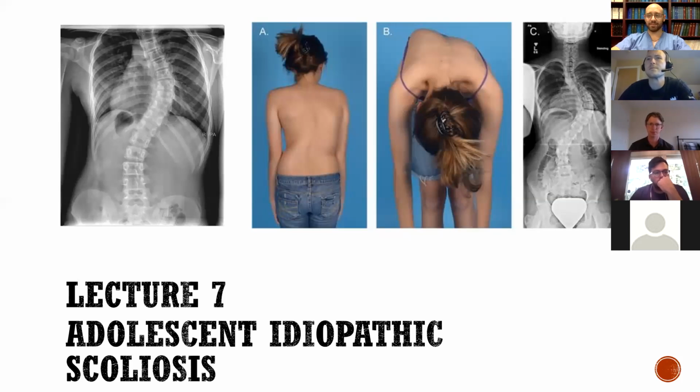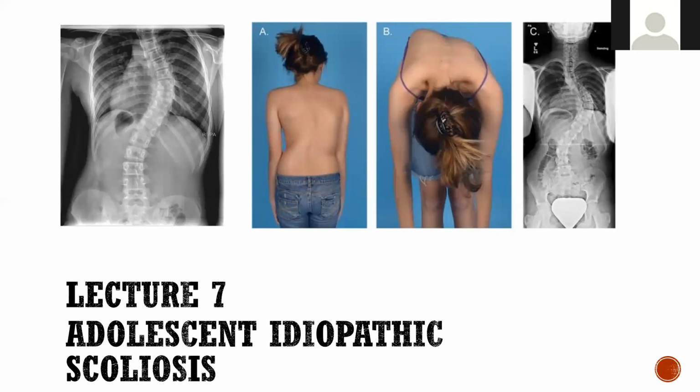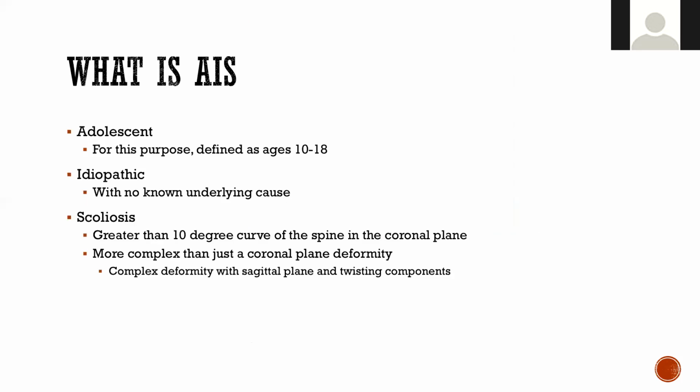Anyway, my name is Jason. I'm one of the third years like Joe. I'm going to be talking about adolescent idiopathic scoliosis. It's one of the bread and butter things that we do in orthopedics as pediatric orthopedic surgeons. But really, what is adolescent idiopathic scoliosis? If you break it down, adolescent is defined for these purposes as the ages of 10 to 18. Anything before that would be called something else. Anything after that would be called adult.